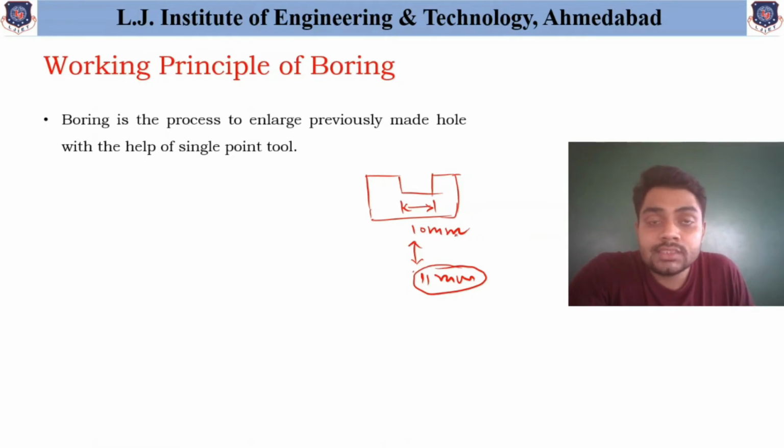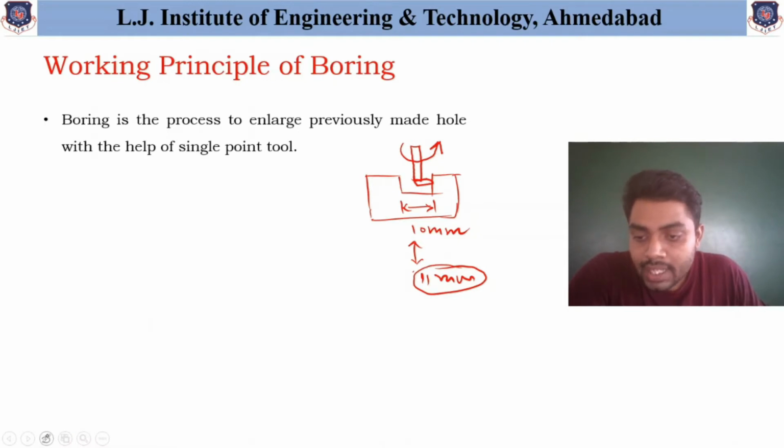So to increase this very small diameter by a certain amount, one particular single point cutting tool is used, which is rotated about this axis inside this hole to increase the diameter. So this single point cutting tool, which is used to enlarge an already existing hole by a certain amount, this process is called the boring process, and the tool used for this process is called the boring tool. So this is the basic definition of the boring process.